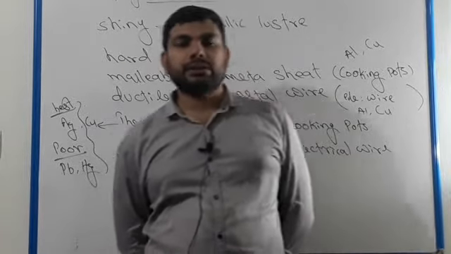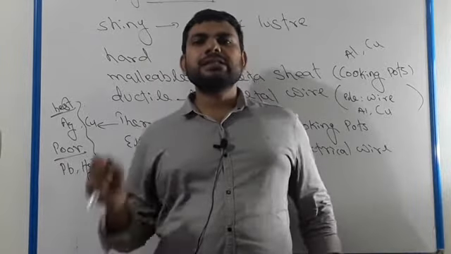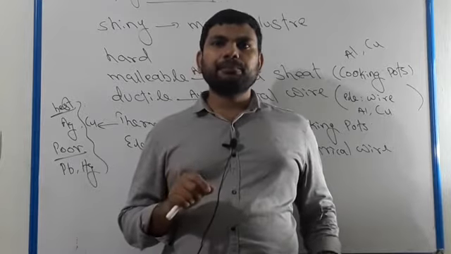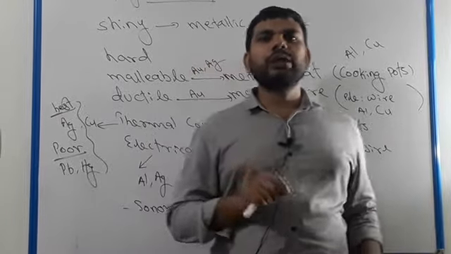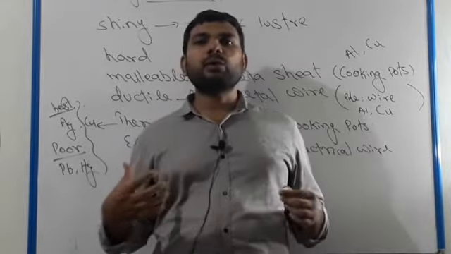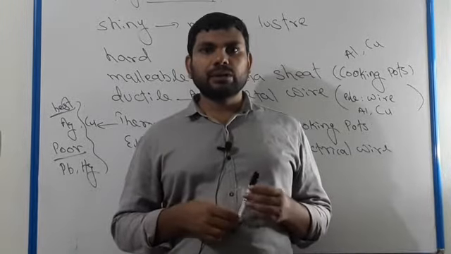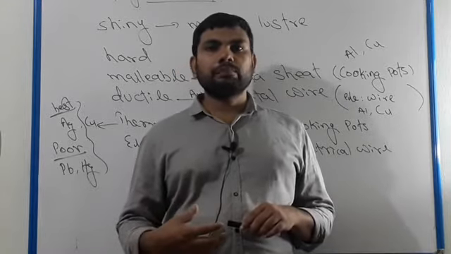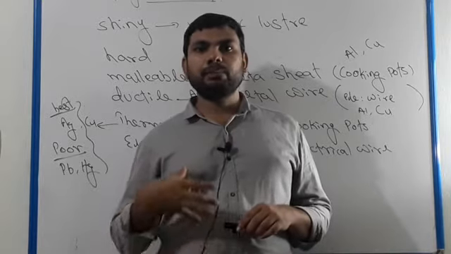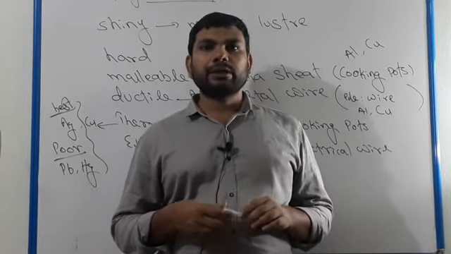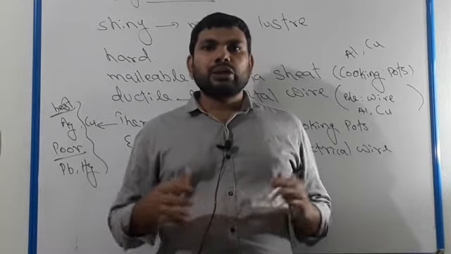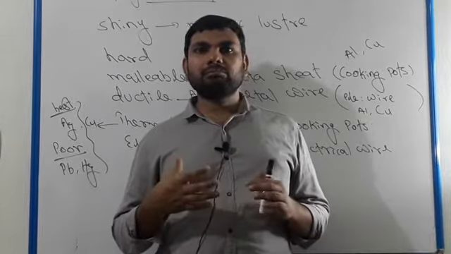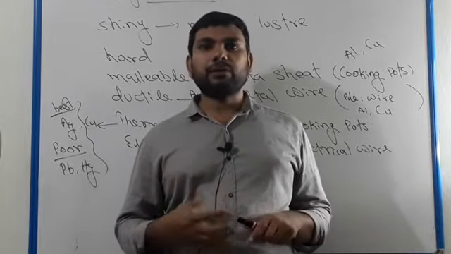Now, physical properties of metals. See this diagram, see these pictures. Observe these pictures carefully, and these pictures are showing different physical properties of metals. There is gold, copper wire, aluminum plate, aluminum pots. These are showing different metals and their different uses, different purposes.